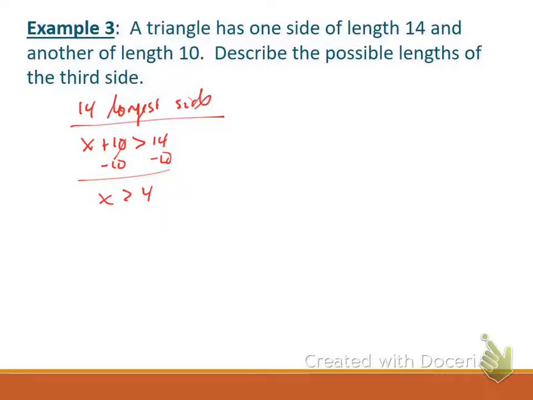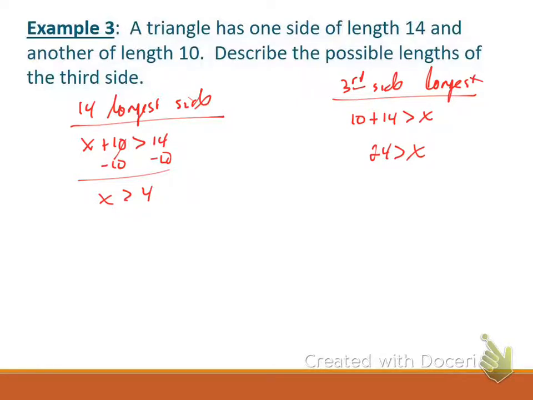But it can't be as long as we want to make it, because at some point, it starts to get too long. Right? And that situation is where the third side is the longest. If the third side is going to be the longest, then we have to be able to add 10 and 14 together, and that has to be bigger than the third side. When you add those, you get 24. So the third side has to be less than 24, but it has to be longer than 4, right?